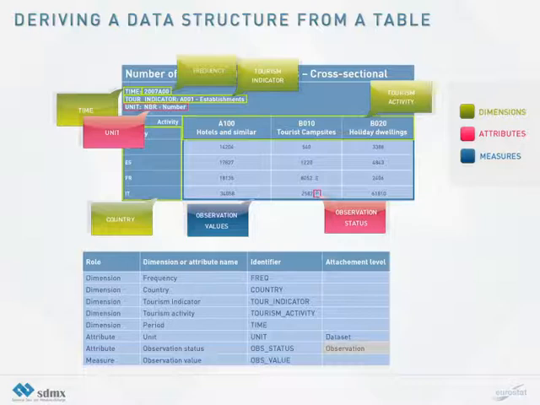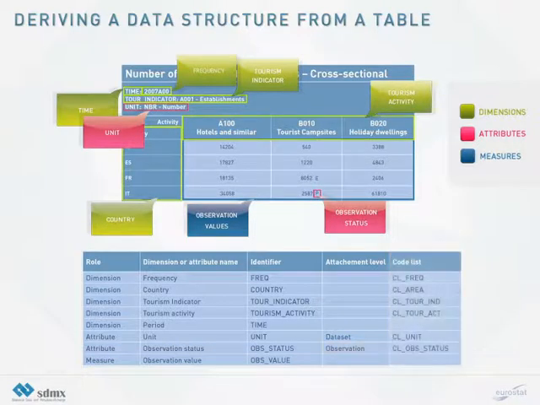The result of our small exercise is a formal definition of the corresponding data structure. Of course, apart from the structure, we need to know how the concepts need to be coded in the data exchange. To finish the data structure definition, also called DSD, with all the structural metadata of the table, we need to look into code lists.